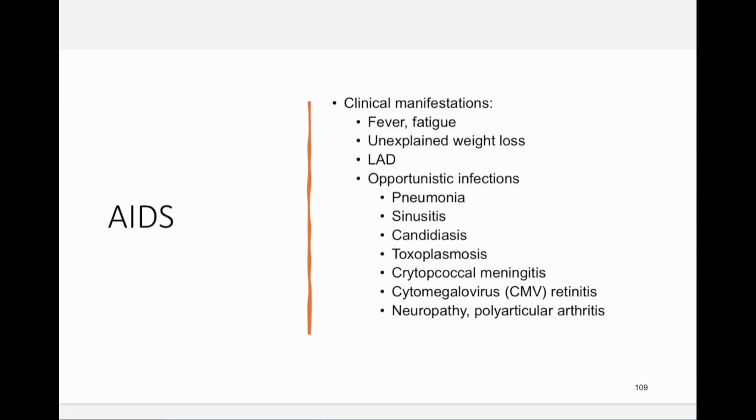Clinical manifestations: fever, fatigue, unexplained weight loss, lymphadenopathies, LAD. And then again, here are your opportunistic infections. You know, a lot of them are pneumonia. So on their death certificate, it'll say pneumonia. It won't say HIV/AIDS because pneumonia is what killed them.